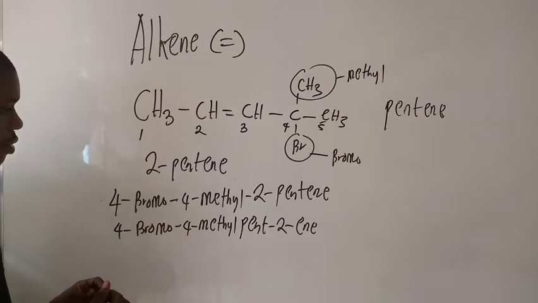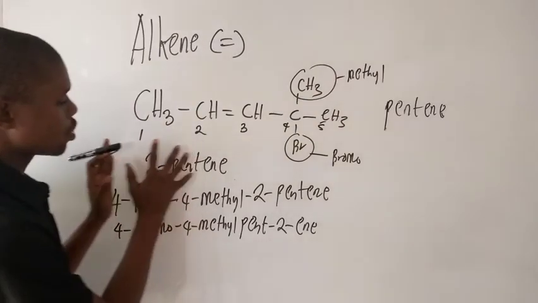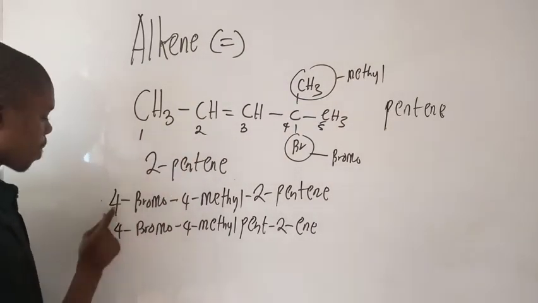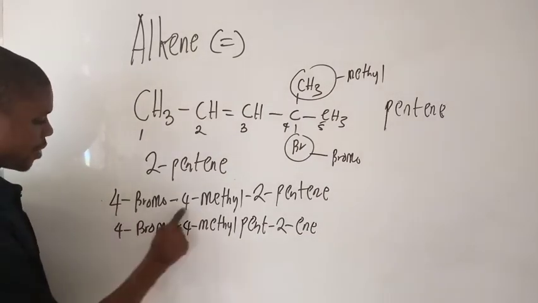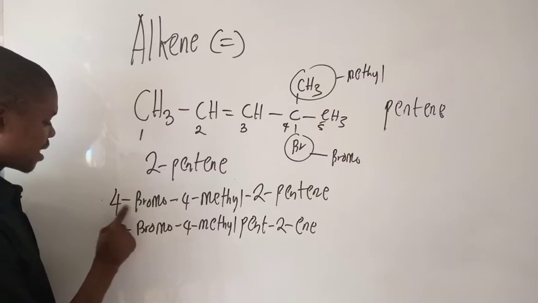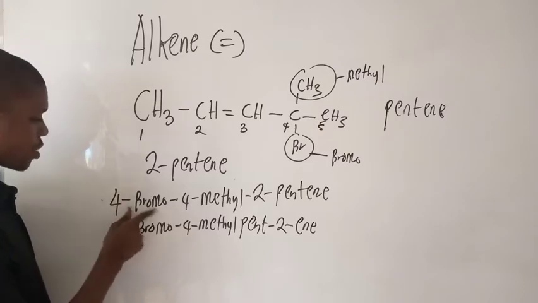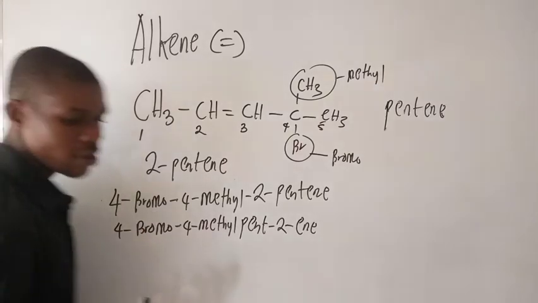Now this is what you want to understand here. One thing you must put in mind is that numbers and letters are separated by a hyphen. So when you see this, there's a hyphen between the number and the letters. You get. Now look at another one.